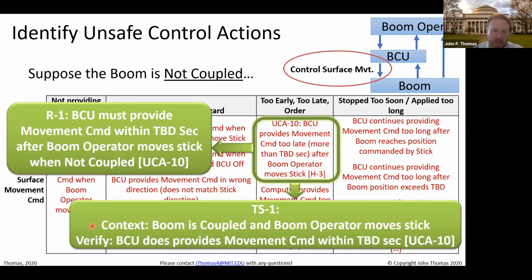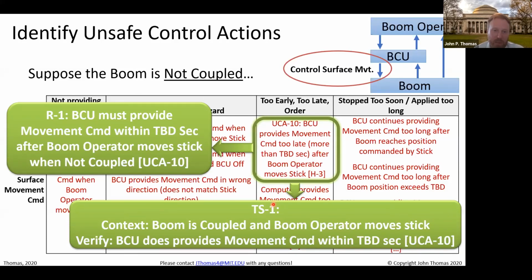So we can derive test cases. Here's a test case for this guy. The context that you need to set up or simulate or actually create: the boom is not coupled and the boom operator moves the stick. And in that case, we need to verify that the BCU does provide movement commands that match the stick, and they have to be within TBD seconds. And why? Because that comes from UCA 10.